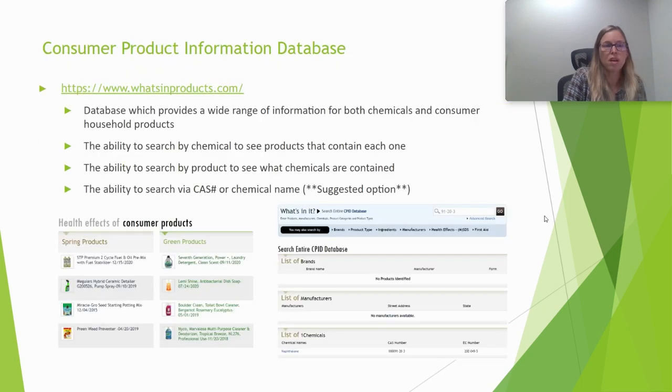So first we have the Consumer Products Information Database, or whatsinproducts.com. It's the database which provides a wide range of information for both chemicals and consumer household products. You have the ability to search by chemical to see the product that contains each one, or you have the ability to search by product to see which chemicals are contained. You have the ability to search via the CAS number or the chemical name. Typically, the CAS number is the suggested option.